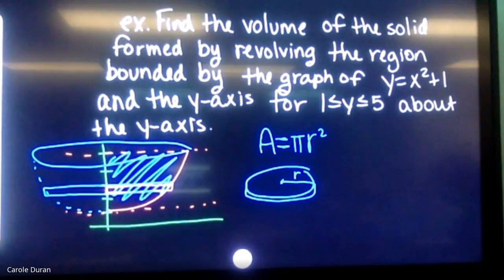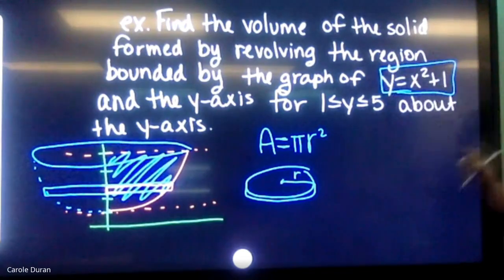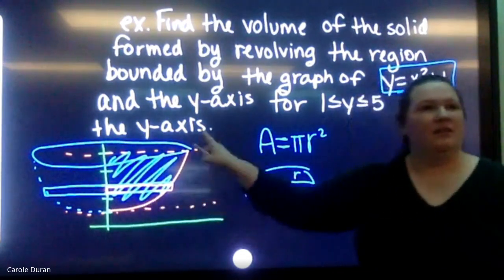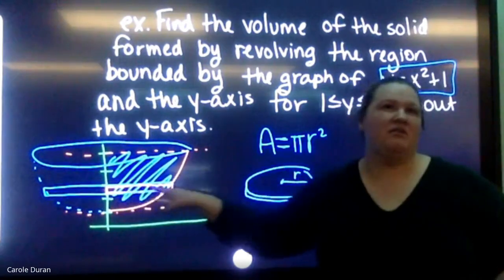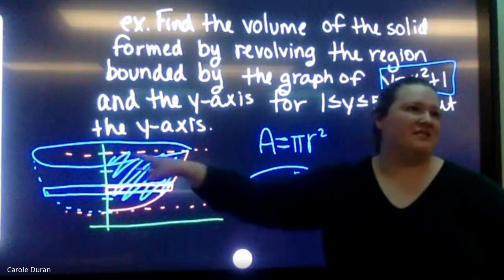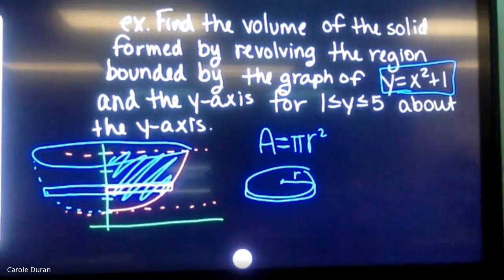It uses this equation, because this equation dictates every point here, and from here to here is the radius of each one of my disk-like sections. But this is a vertical rotation, which means I'm not using the equation in terms of x. I'm going to be using it in terms of y. So I need to change the equation that I've been given to actually find the radius that I'm talking about.